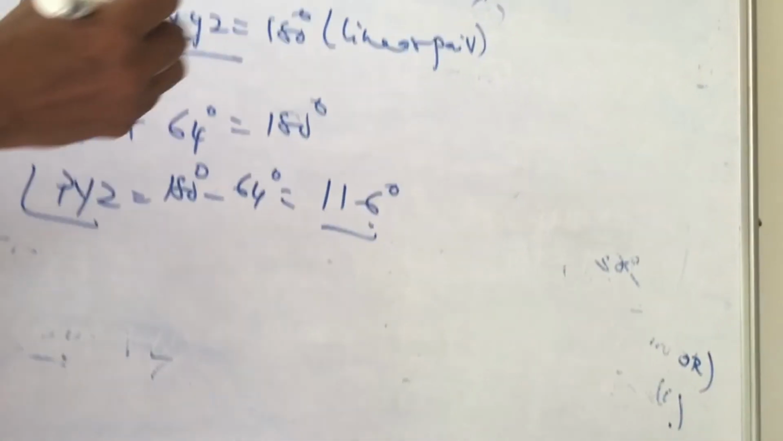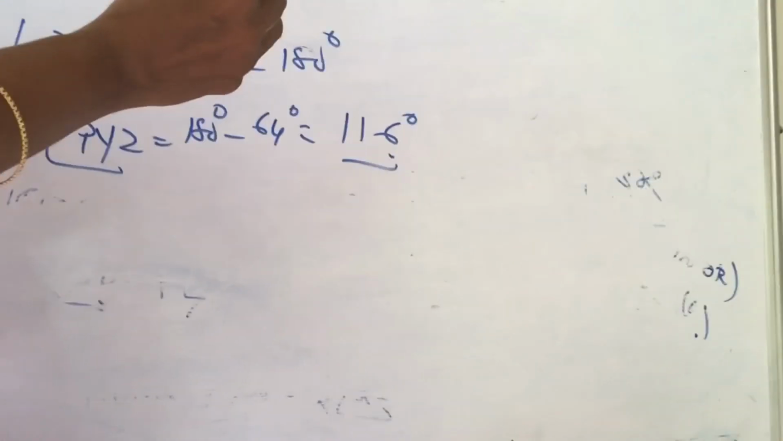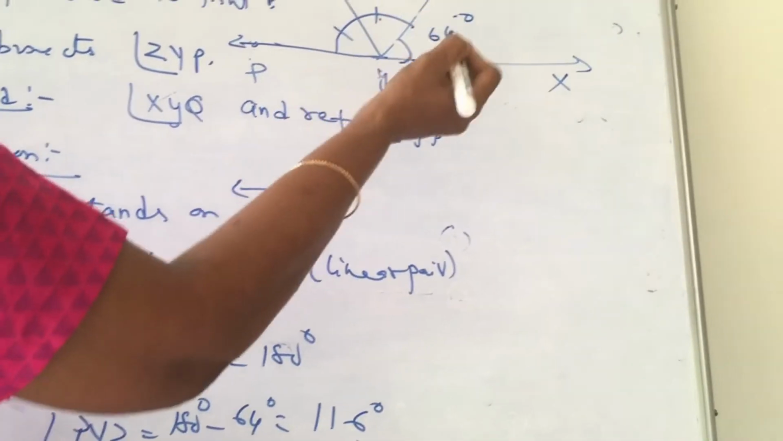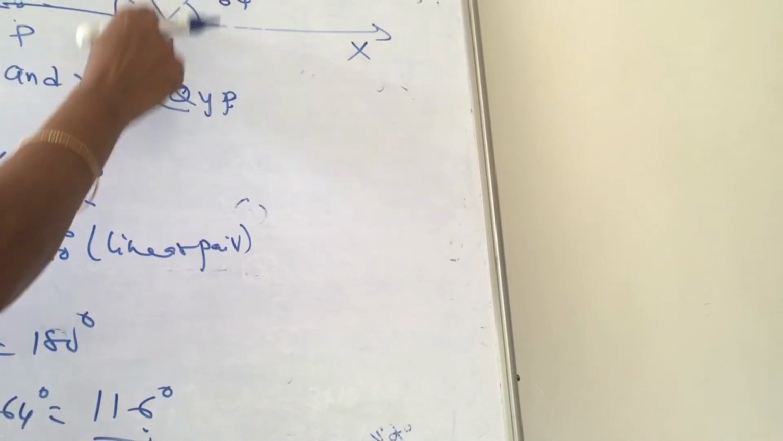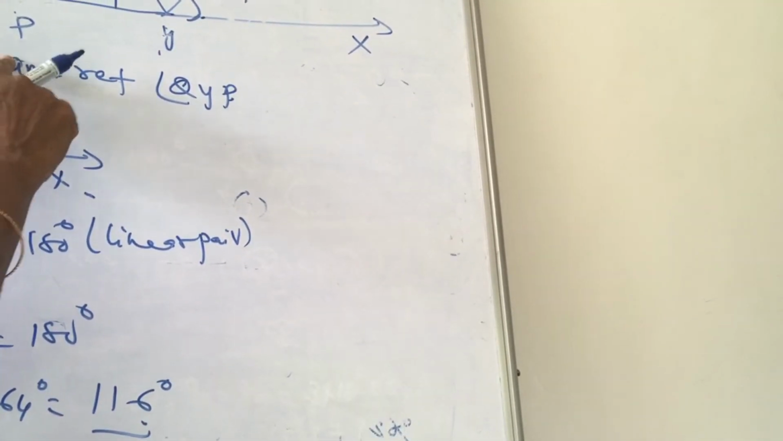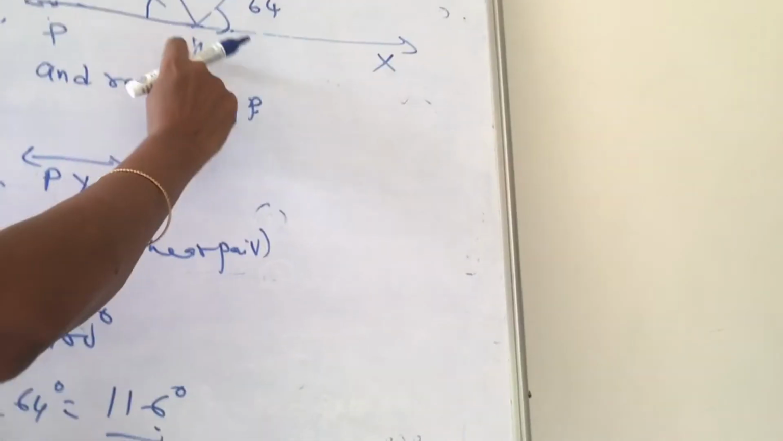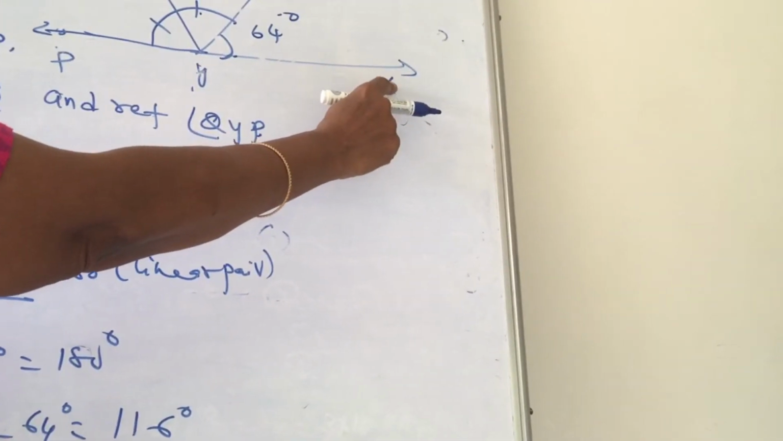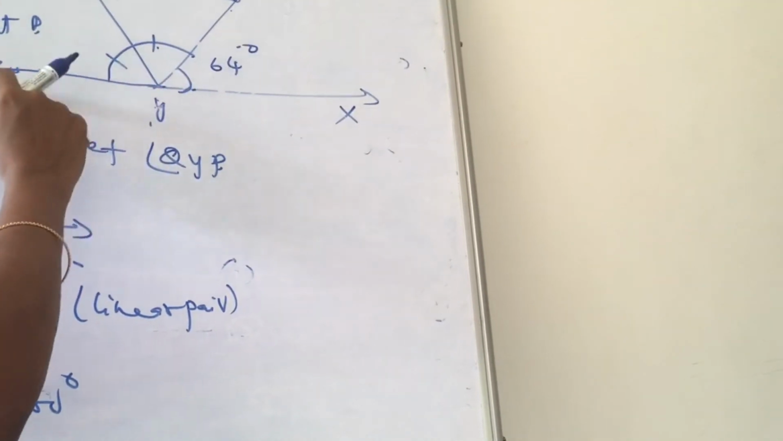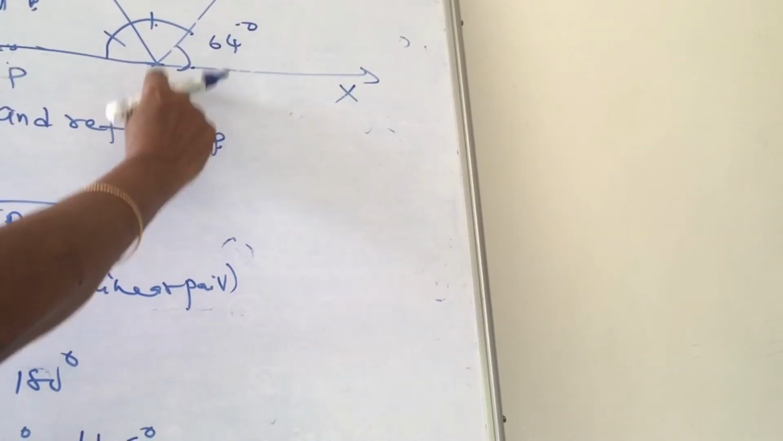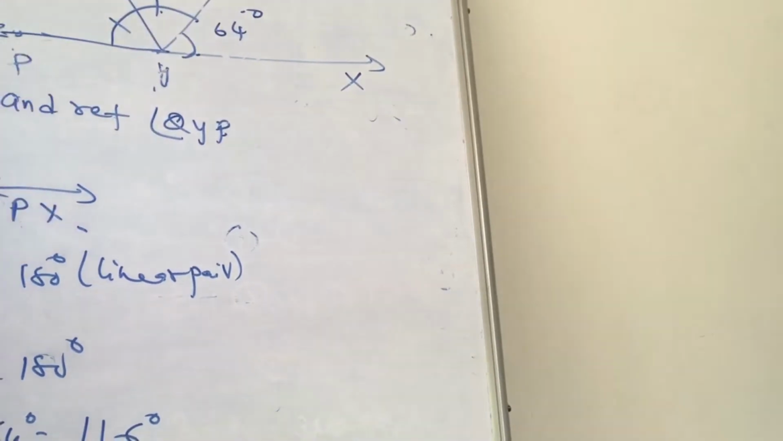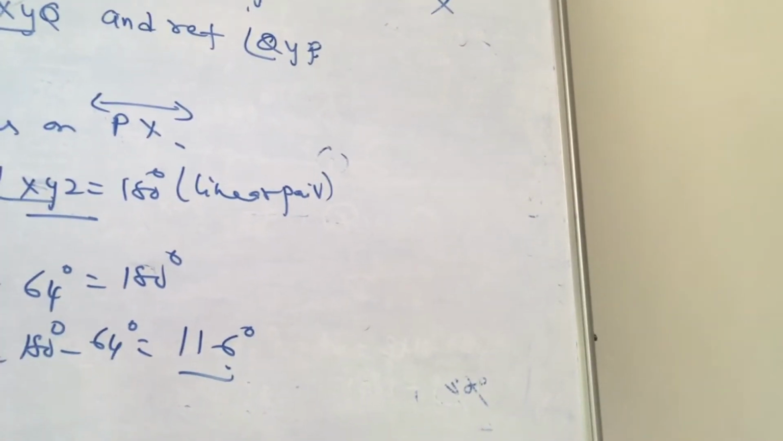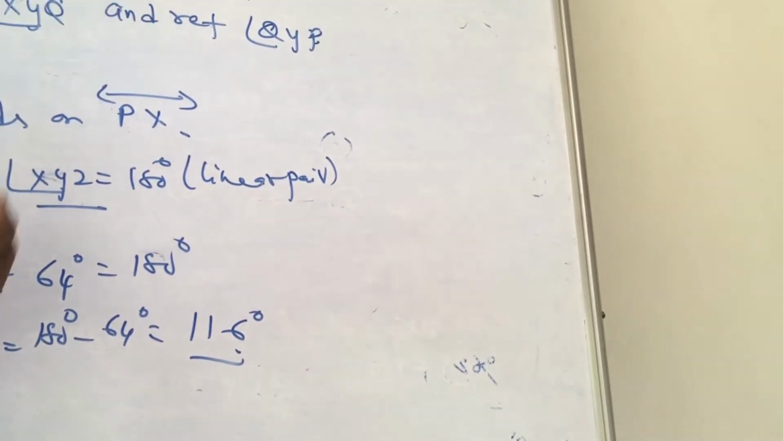Find angle PYZ. PYZ or ZYP is the same. YZ is a ray standing on the line PX. So name the angles that form the linear pair, XYZ, PYZ. Already XYZ is how much, children? 64. You can find out PYZ.